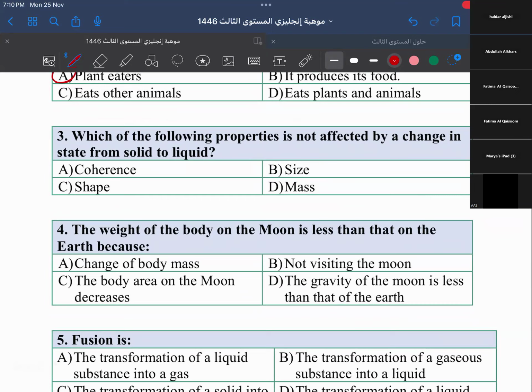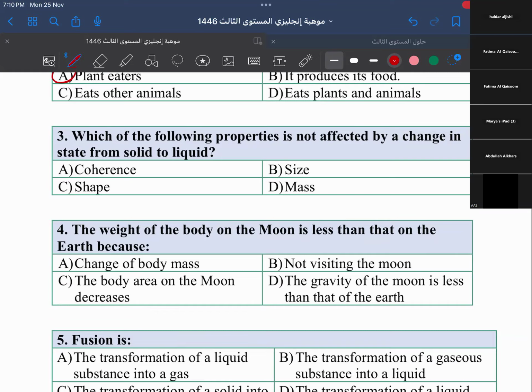Can anyone read question 3? Yes, Abdullah. Is it going to be math? Yeah, so can you read the question first? Which of the following part is not affected by a change in state from solid to liquid?